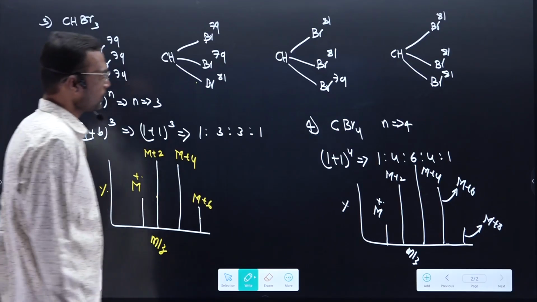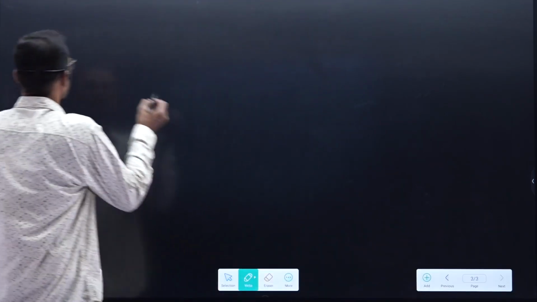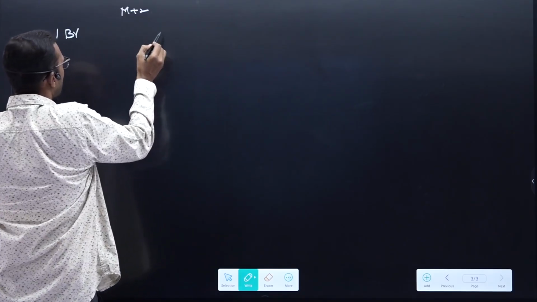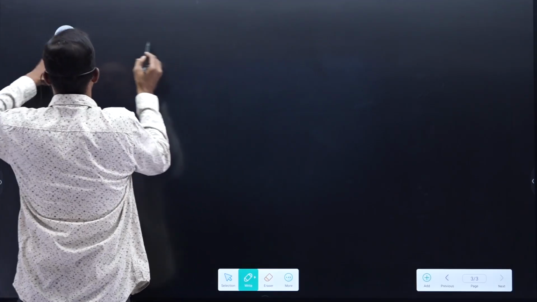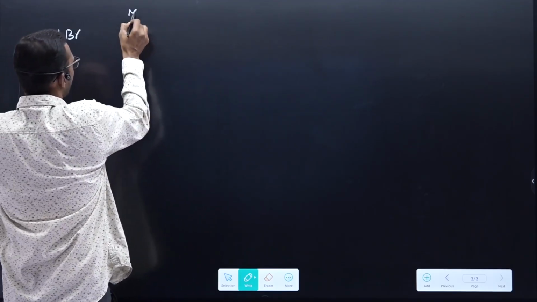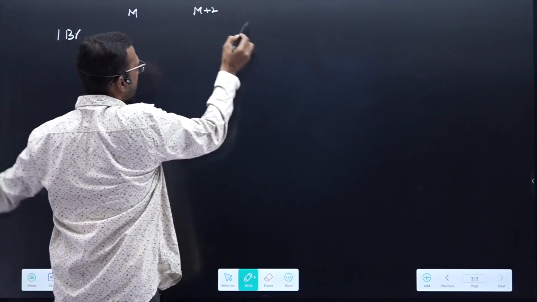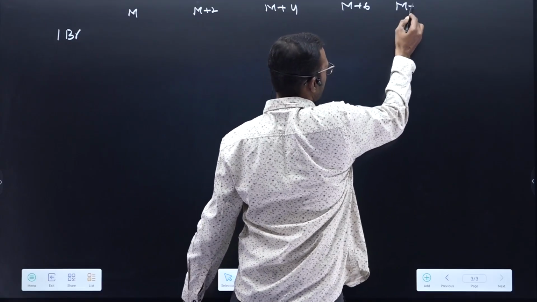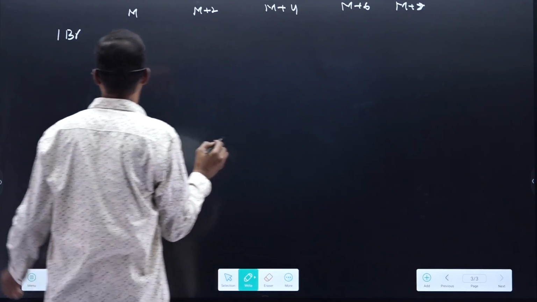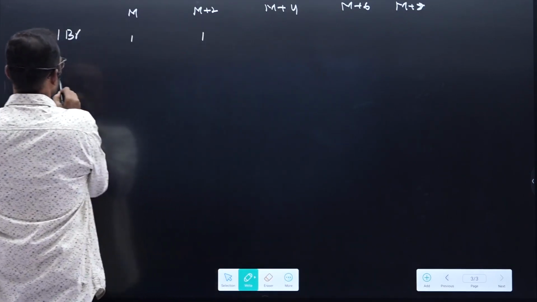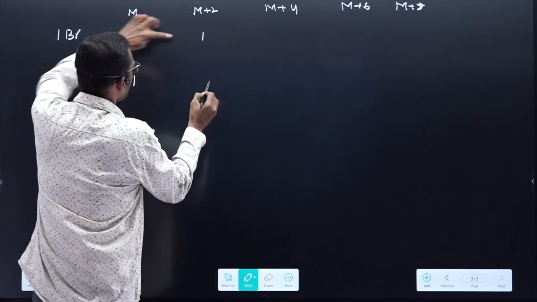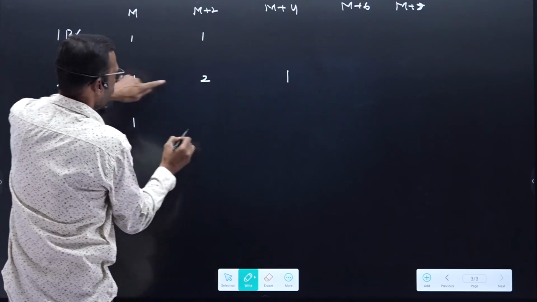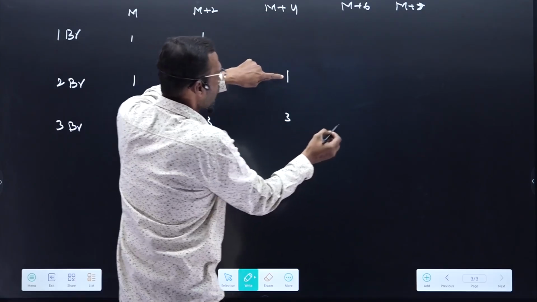So this molecule is very important. Based on this we can calculate like this. See, when the molecule has one bromine, this is the molecular ion, M plus 2, M plus 4, M plus 6, M plus 8. One bromine is there, so you'll get a 1:1 ratio. Two bromines are there, 1 plus 1 is 2, and this is 1. And if three bromines are present, 1 plus 2 is 3, 2 plus 1 is 3, and write down 1.